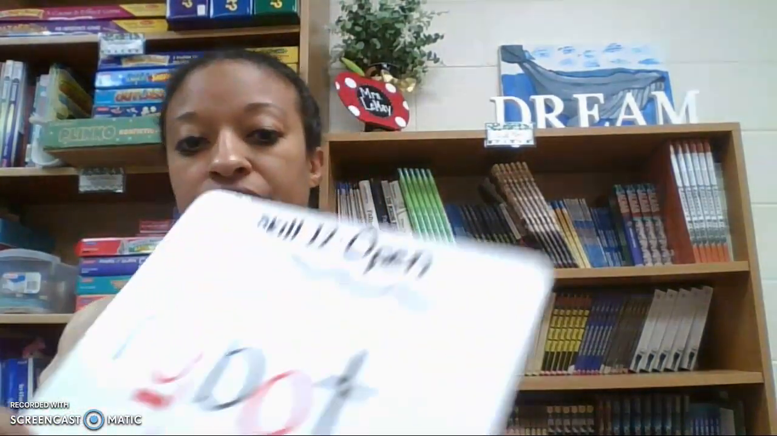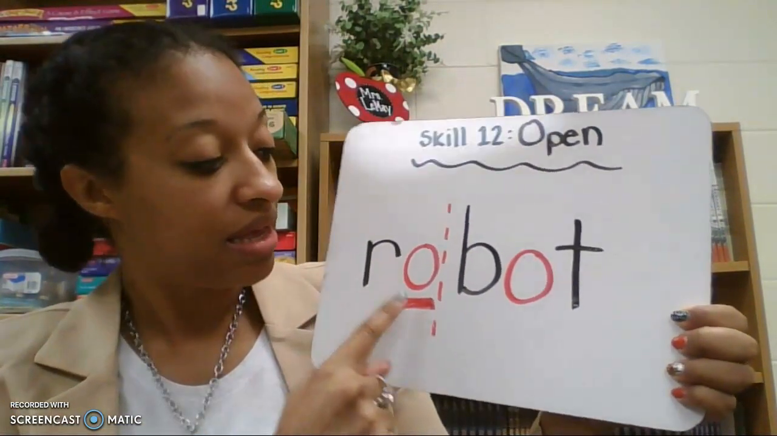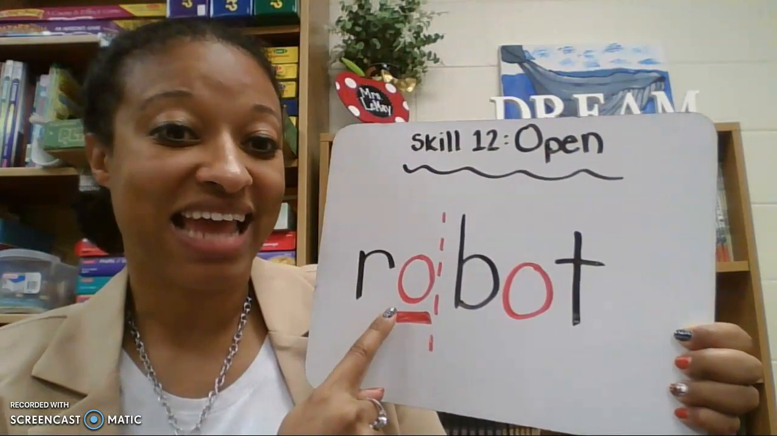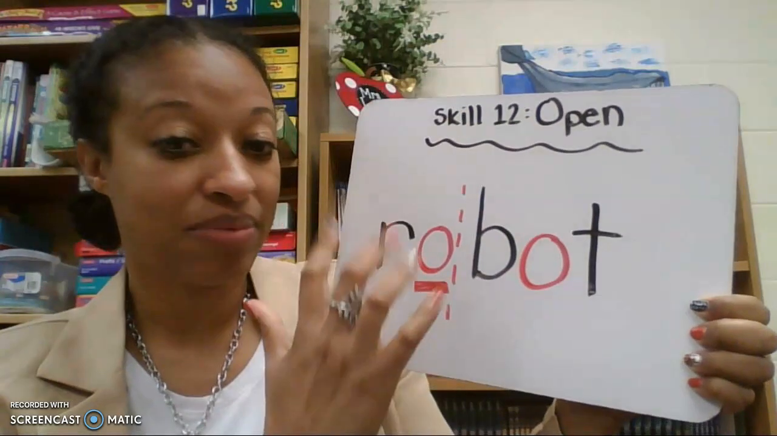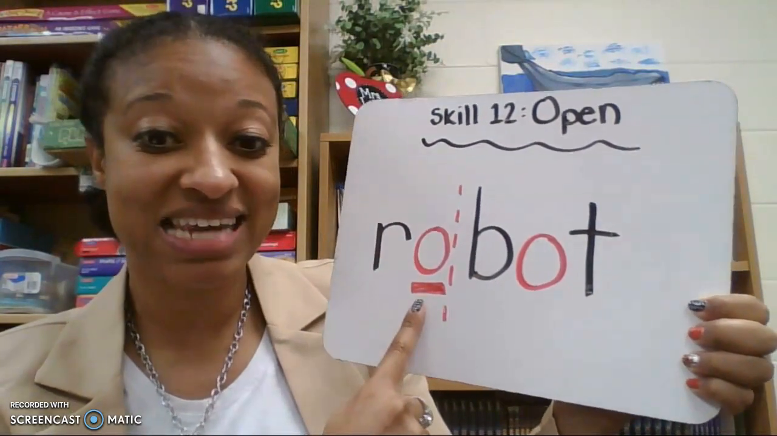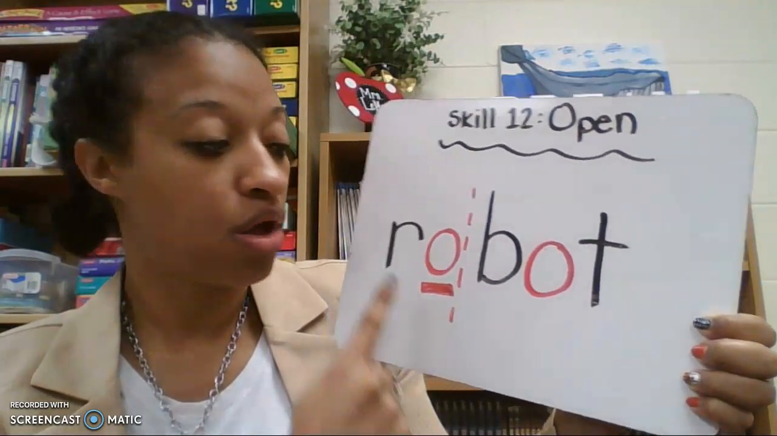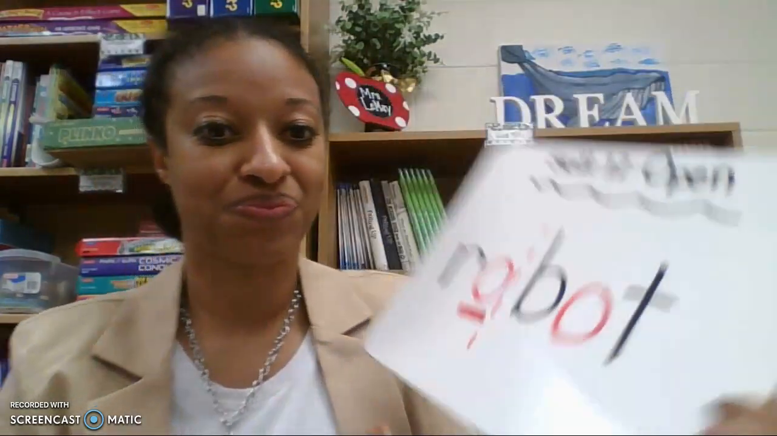Okay, skill 12 is the open syllable pattern. Within the syllable, there is no consonant after the vowel. It is not closed in by a consonant. That makes it open. This is the hand signal we do for open, and the vowel says its name when it's open. O, row. That's the open syllable pattern.